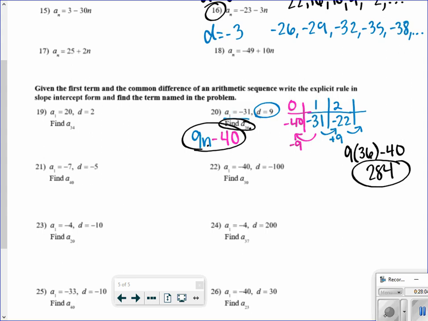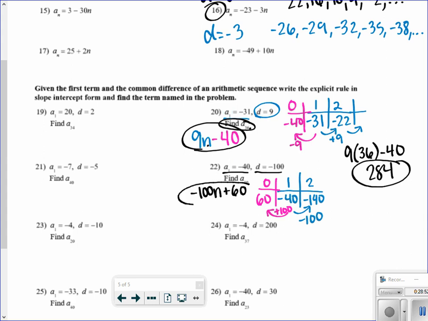Same process for 22. First term is negative 40. Our common difference is negative 100. So when we're writing this out, our first term is negative 40. Our common difference is subtracting 100. So this would be negative 140 for the next one. But if we're writing in slope-intercept form, what do we need to do? Go backwards to find the y-intercept by adding 100. So what's the y-intercept? 60. So what would the equation be? y equals negative 100n plus 60.